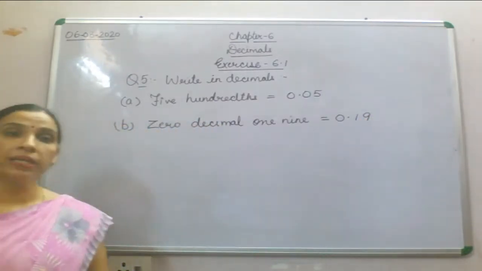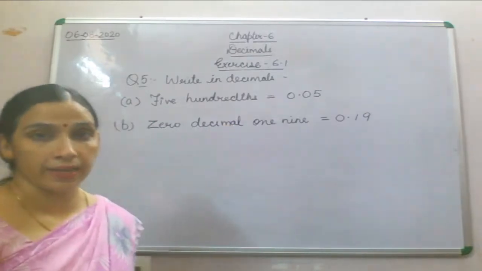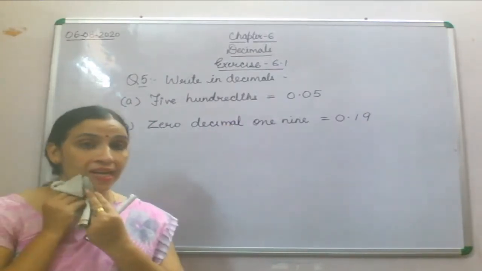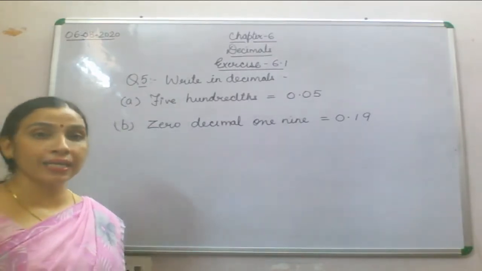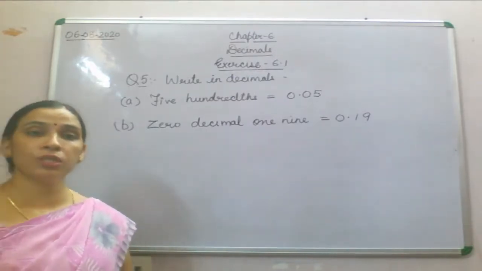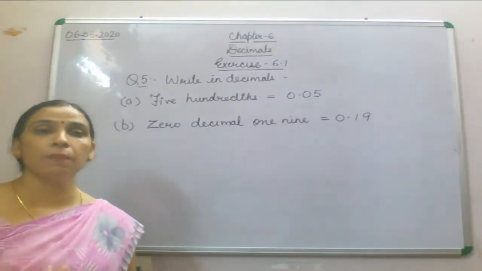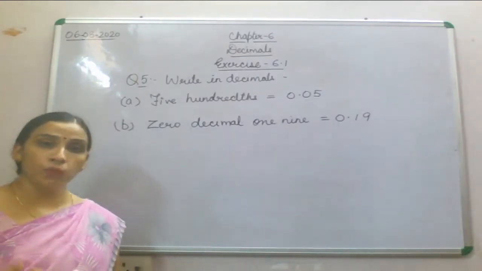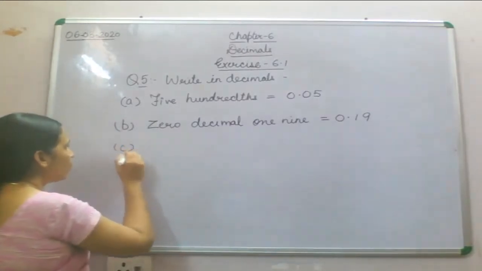0.19. If you are writing in words like this, then also it will not be incorrect. But you must understand the place value of that, because we are going to use it in like and unlike terms also. Whenever we do expanded notation or represent a decimal number using an abacus, we require it.